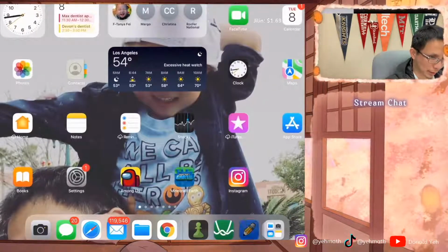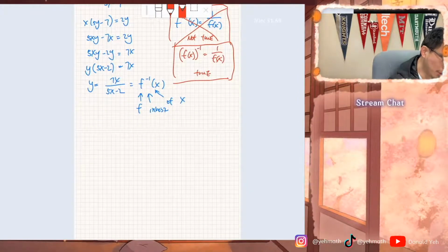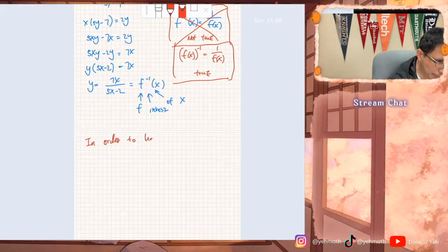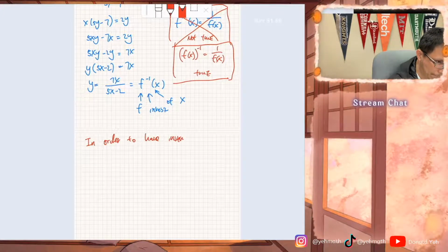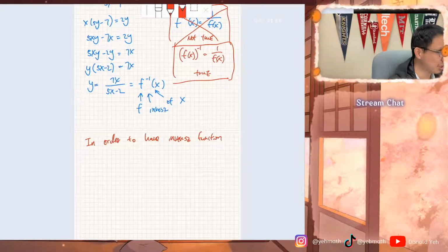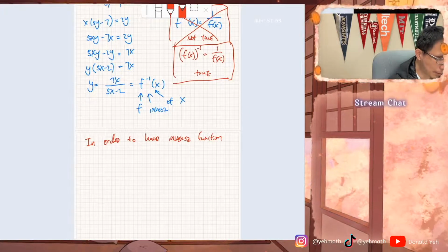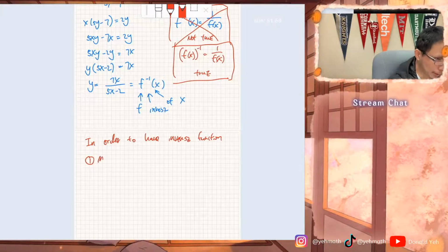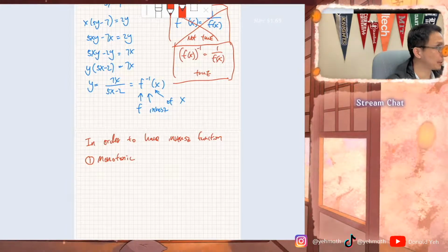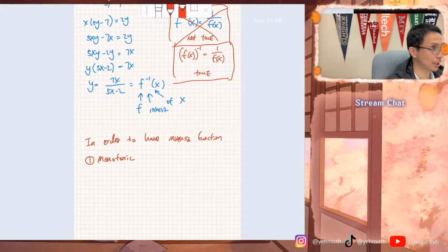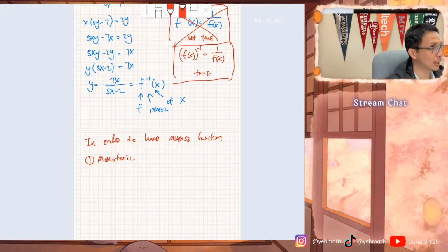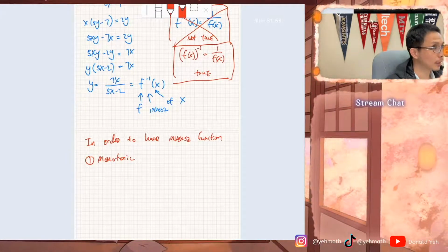The original function is going to be strictly decreasing or strictly increasing. So in order for you to have an inverse, you're going to have to know what this word means. I might test you on this word. This word says monotonic, and that's a very, very important word. Monotonic functions. What do I mean by monotonic function? If some function is monotonic, that means what?